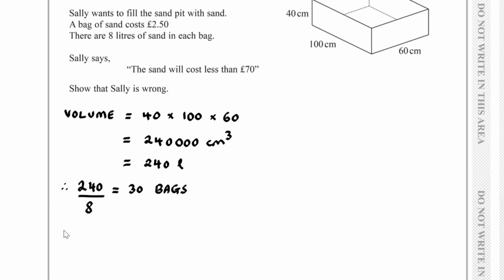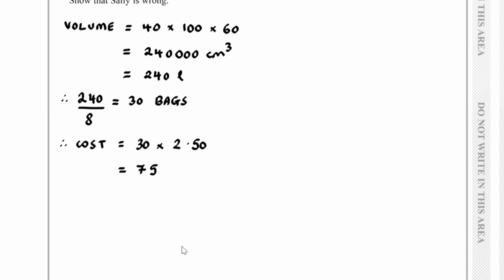And therefore the cost in this case, we would have 30 multiplied by £2.50, which is 75. And this is greater than the 70, which is what they claimed, and therefore Sally is wrong.